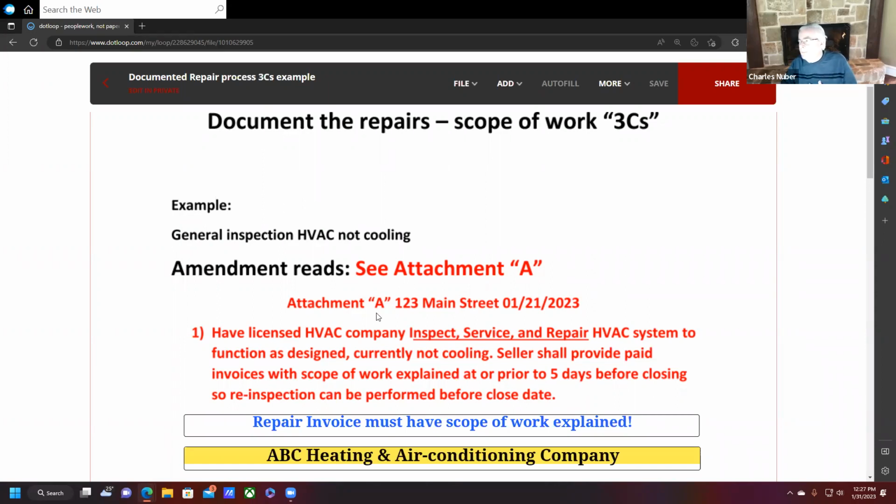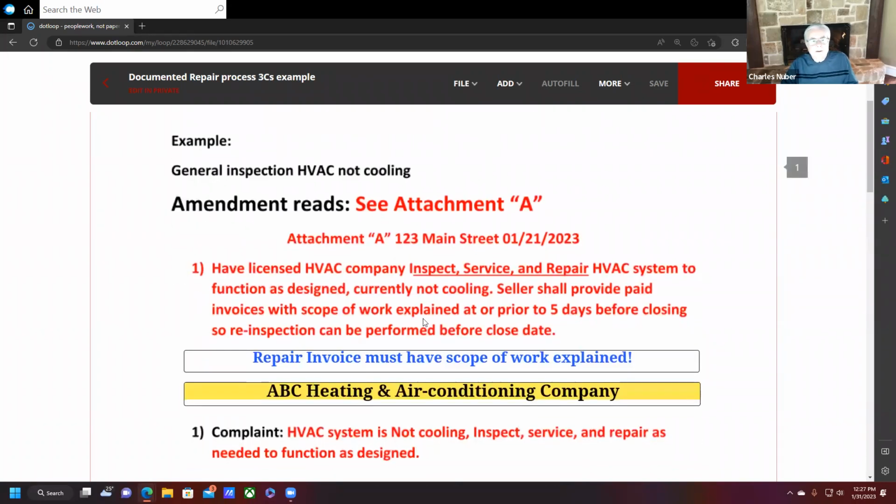I don't say that I write amendments because I'm not an attorney. Attachment A, 123 Main Street, and whatever date it happens to be. Have licensed HVAC company inspect, service, and repair. Do not leave out one of those words, because if all they're going to do is inspect it and not repair it, then that's a problem. If you don't get it serviced, then they're going to come inspect and maybe they repair, but they don't service the rest of it, right?